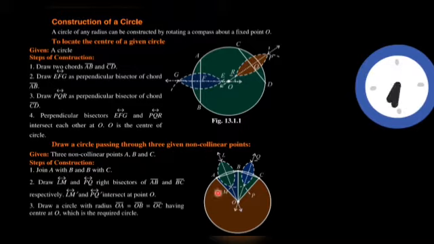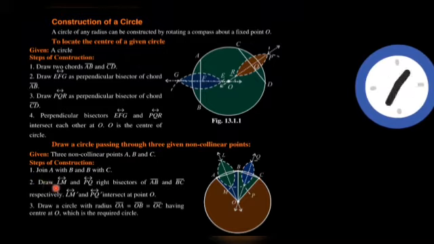Next is to draw a circle passing through three given non-collinear points. I am given three non-collinear points A, B and C. By non-collinear we mean that these three points do not lie on a single line. First of all, we will join AB and BC. I joined A with B and B with C.